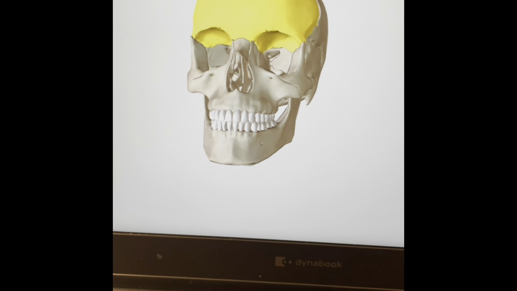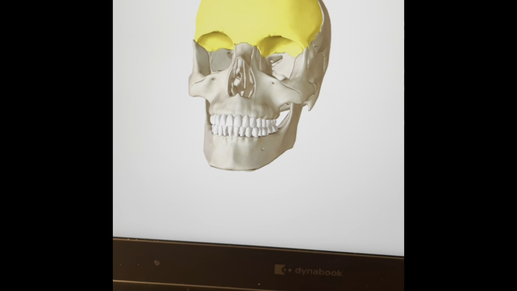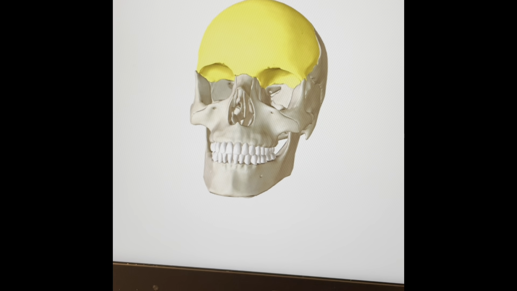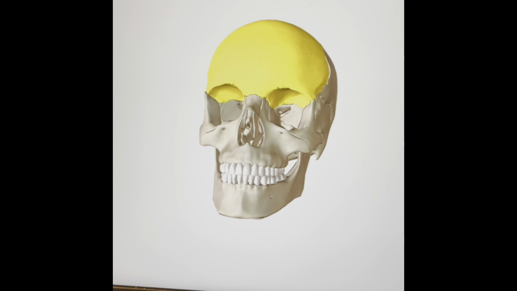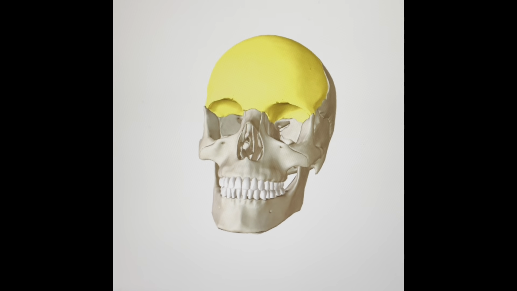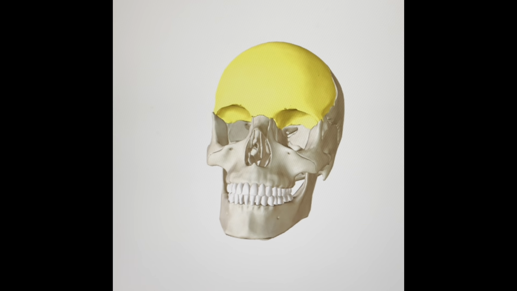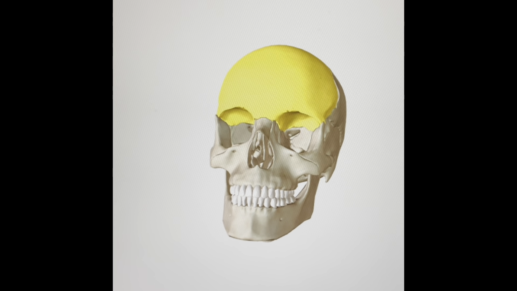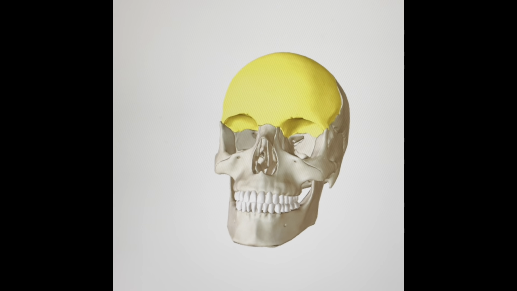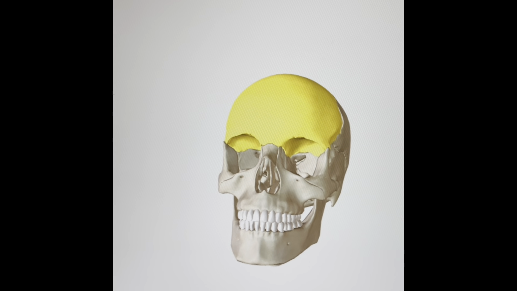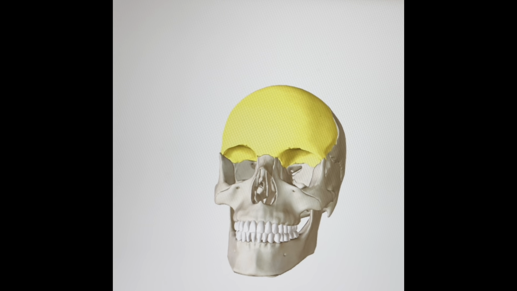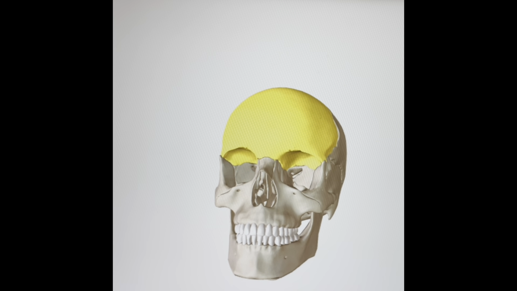The frontal bone is an unpaired bowl-shaped bone located in the forehead region, which contributes to forming the cranium. The frontal bone lies superior to the nasal bone and anterior to the parietal bones. The frontal bone has four parts: squamous part, two orbital parts, and the nasal part.